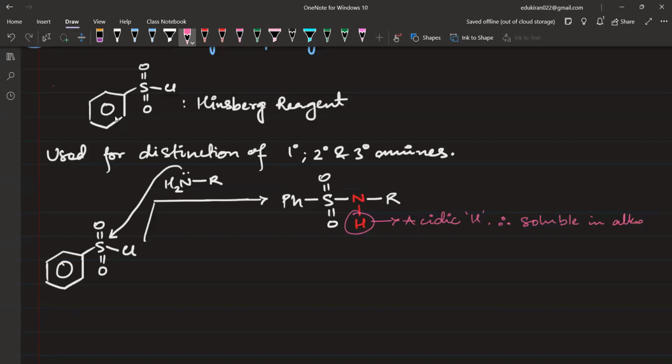Soluble in alkali. अगर हम बेस में इसको डालेंगे तो ये क्या हो जाएगा? डिसॉल्व हो जाएगा, बिकॉज एसिड बेस का रिएक्शन हो जाएगा. It will make a salt, so it will get dissolved.